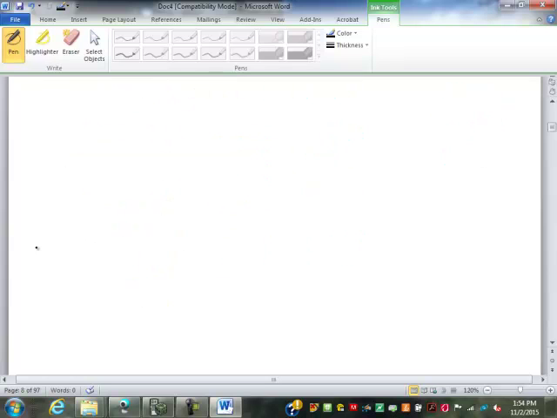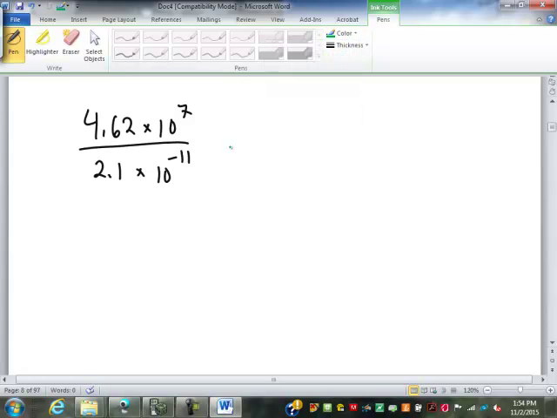How about 4.62 times 10 to the 7th divided by 2.1 times 10 to the negative 11th. So 4.62 divided by 2.1 is 2.2 times 10 to the 18th. Very good.